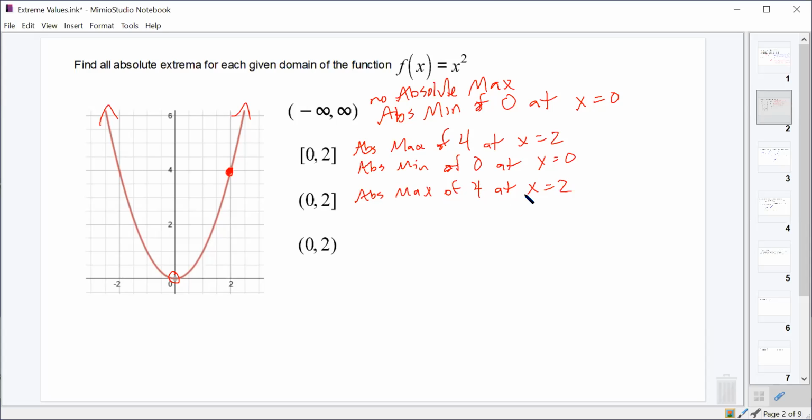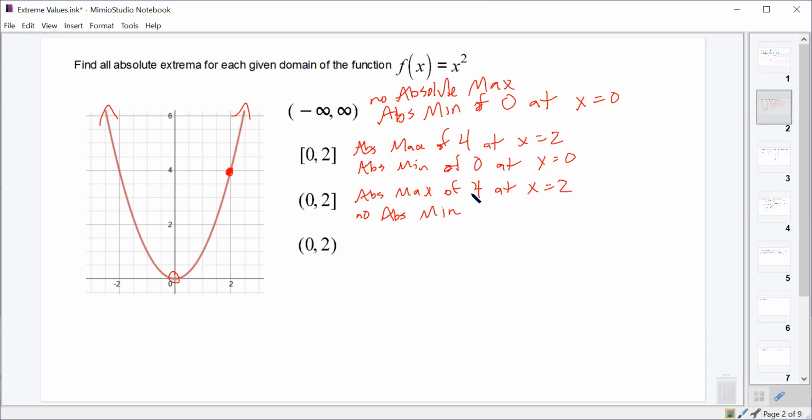We don't have one, right? Because we are getting closer and closer to an x value of 0, which means we're getting closer and closer to a y value of 0. But those values keep getting smaller, and we never get to a smallest number. We never stop, so there's no absolute min.